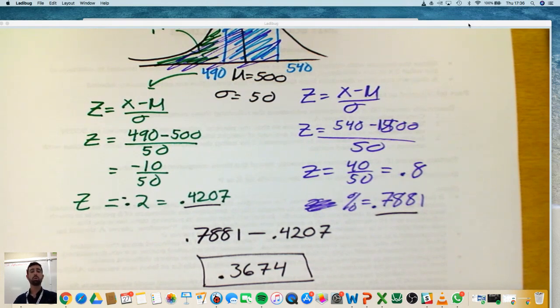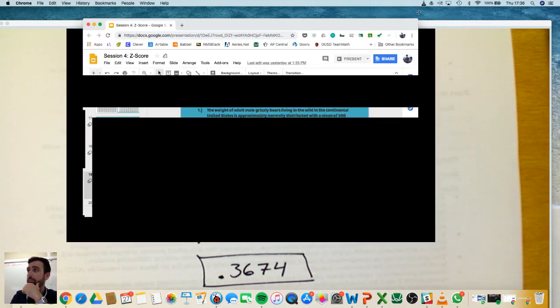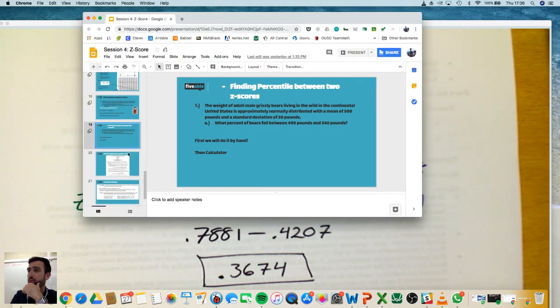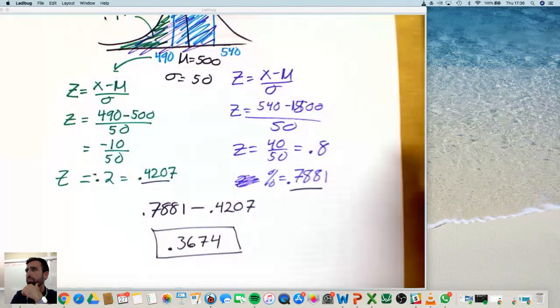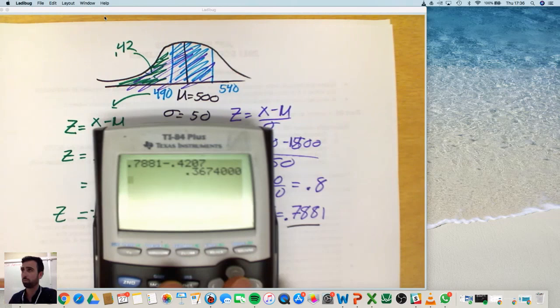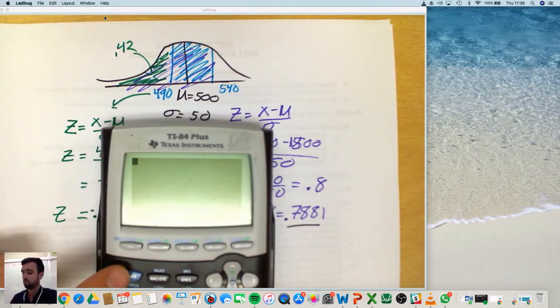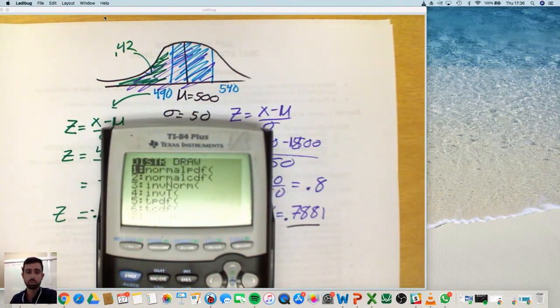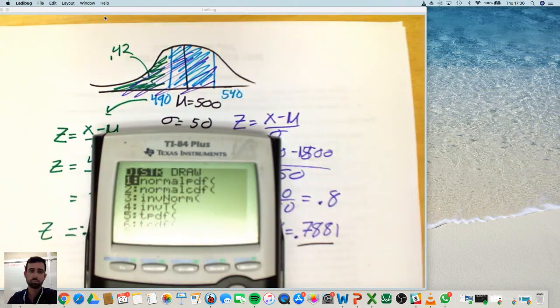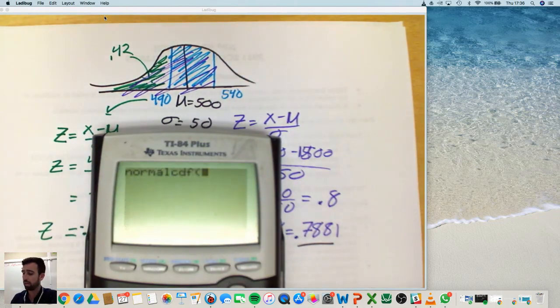Again, that's great. However, we want to learn how to use our calculator so we can save ourselves a little bit of time. So let's just do it here. We're going to use that normal CDF feature. So second vars, normal CDF. Now remember, normally we type in the low value, the high value, the average, and the standard deviation.